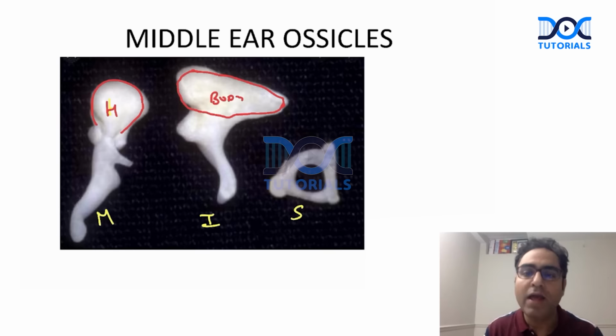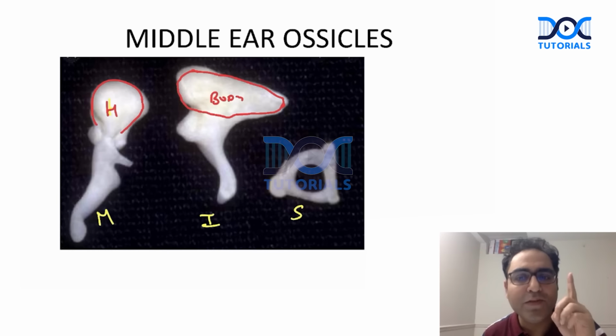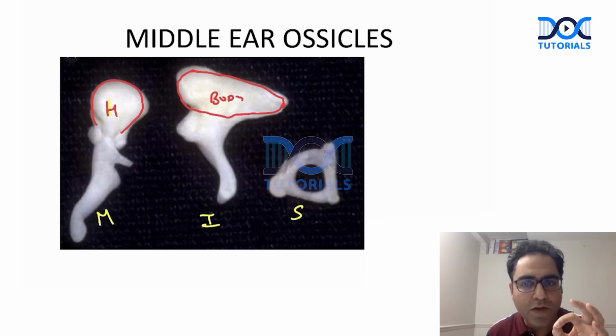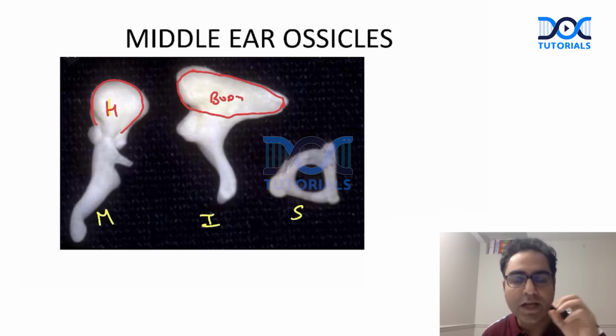Malleus is like a hammer. Every hammer has a head. So the one with a globular head will be malleus, and the one with the flat body at the top will be incus. Malleus and incus develop from the first arch. Head of stapes develops from the second arch. Footplate of stapes develops from neuroectoderm. Once again, malleus and incus develop from the first arch, stapes head from the second arch, and footplate of stapes from neuroectoderm.